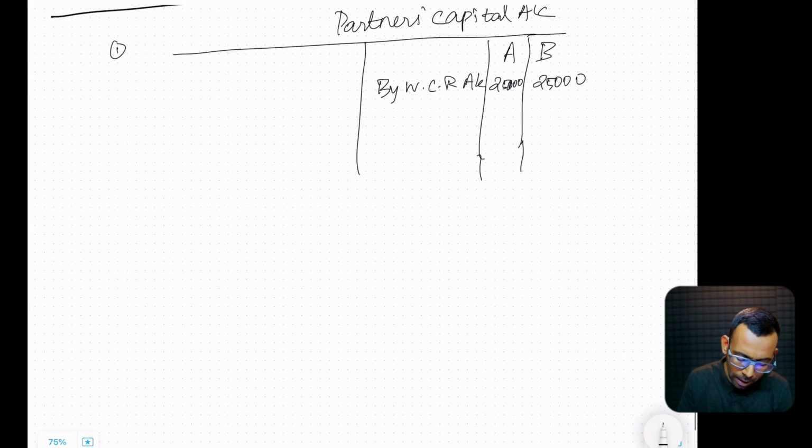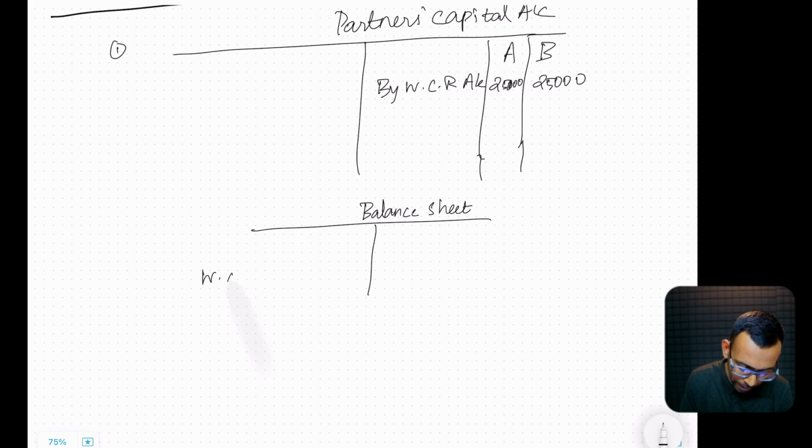And how does the balance sheet look in that scenario? In that scenario, in the balance sheet part, you should account only the claim payable on the liability side. Workman claim payable.